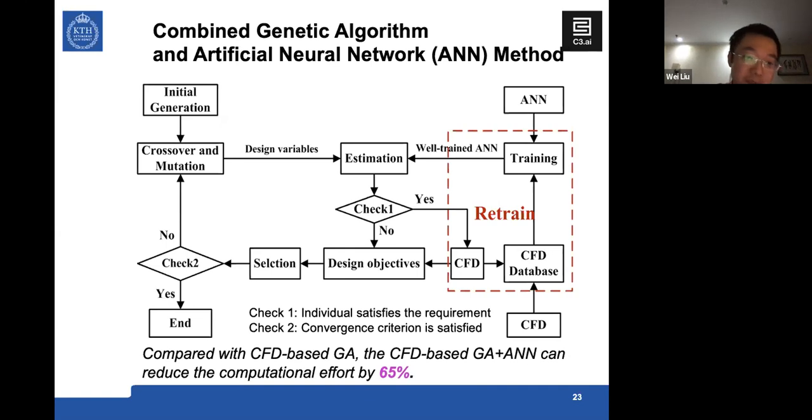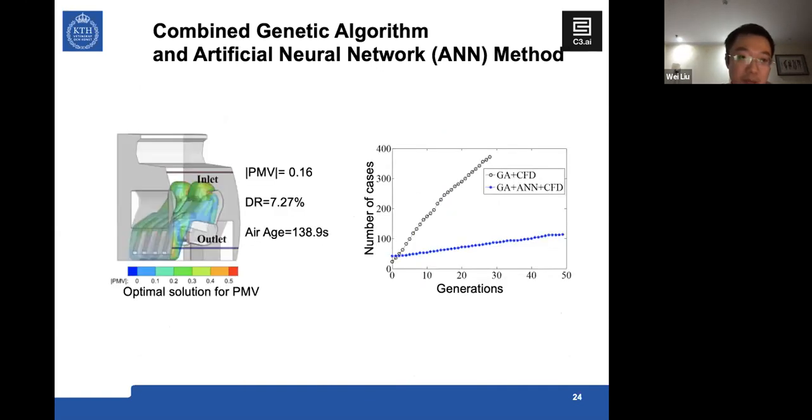it requires a lot of CFD simulations as a database for training the ANN. We applied this kind of method to design the thermal comfort level and the air quality in the aircraft cabin. As you can see in the right figure, with the help of the ANN, we can greatly reduce the number of CFD simulations in the design process.